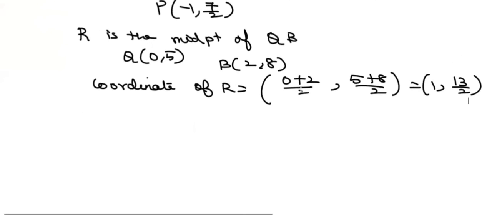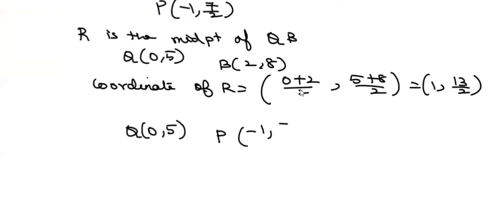So write your answers together here. The Q coordinate we have calculated is (0, 5), the P coordinate we have calculated is (-1, 7/2), and the R coordinates are (1, 13/2). This is your result.